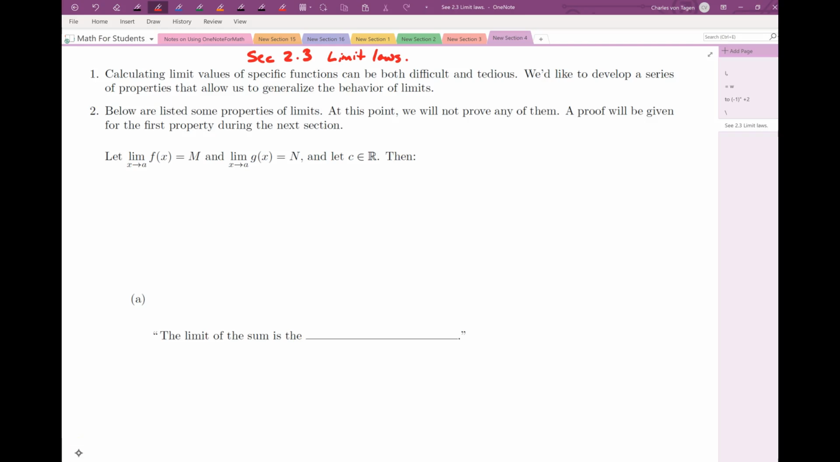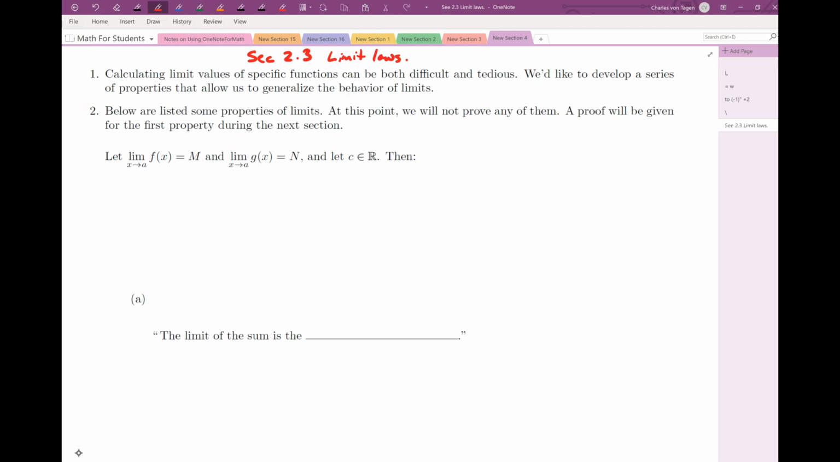Okay, folks, this is a quick video for section 2.3. The first part of section 2.3 is very important. It develops the limit properties, but it can also be a little bit tedious. And in order to save some time in class, I thought I'd go ahead and create a video about it.